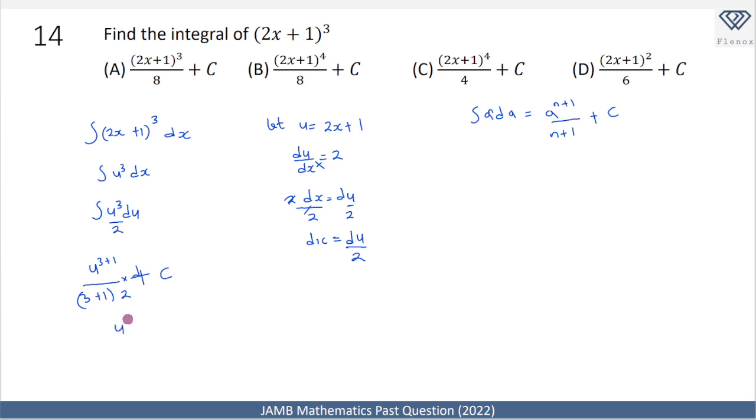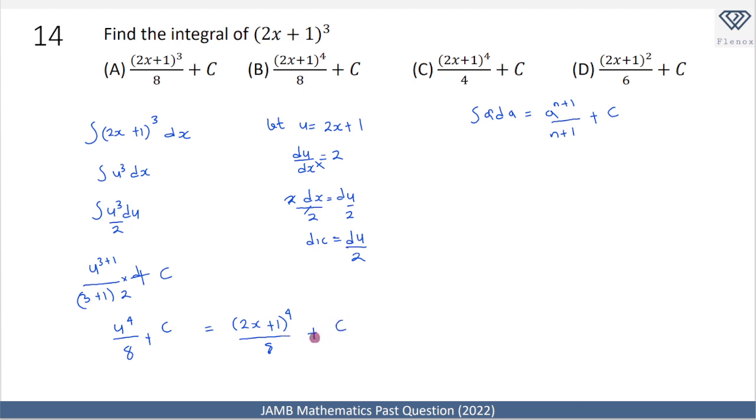So this becomes u to the power of 4, then we have 3 plus 1. 3 plus 1 is what? 4. Now 4 times 2 is 8, plus c. And what does that become? We can replace back our value of u, which is 2x plus 1. So this becomes (2x plus 1) raised to the power of 4 over 8, plus our constant of integration.